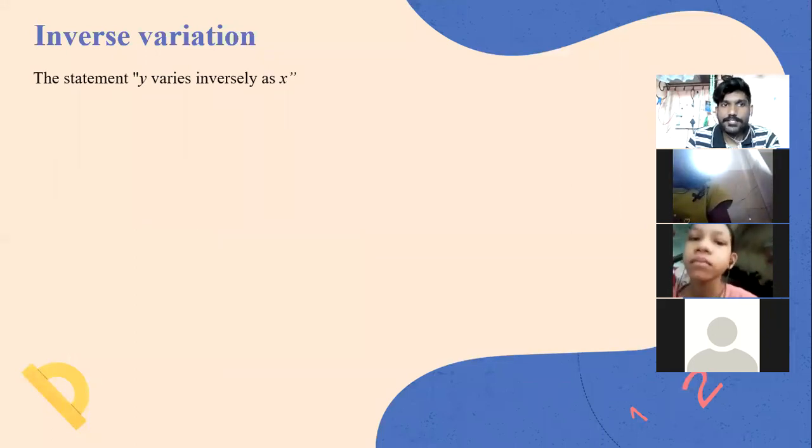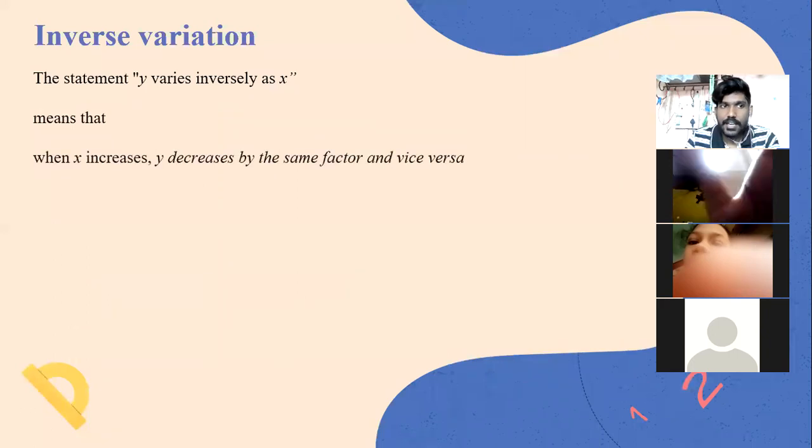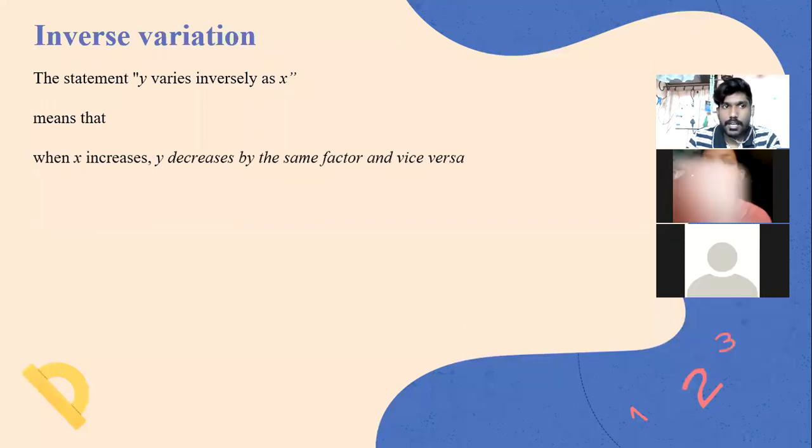Okay, so we'll just revise a little bit what is inverse variation. The statement y varies inversely as x, the meaning of this is as x increases, y decreases, or vice versa. Means as x decreases, y increases. So if one variable decreases, the other variable will increase. When such a situation happens, then we say that it is inverse variation.